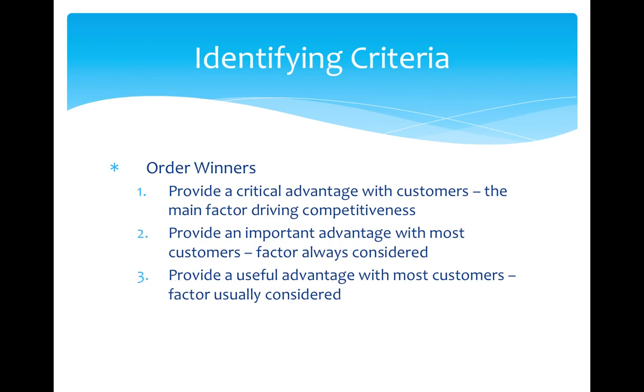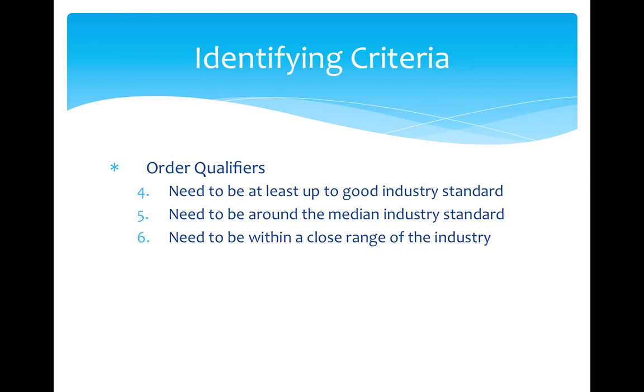How can we identify order winners and order qualifiers? Well, order winners provide critical advantage with customers. The main factor that's driving competitiveness provides as well an important advantage with most customers, or provides a useful advantage with most customers, right? It's a factor usually considered by customers in making a purchasing decision. So these are ways to think about the criteria. If you identify the attributes of a product or service and you ask these questions, then you might be able to identify your order winners.